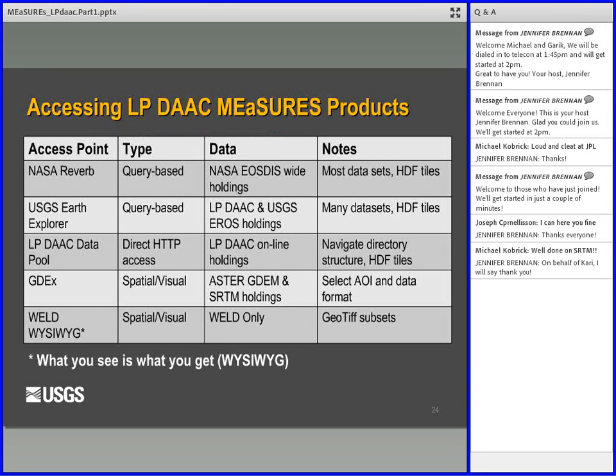There are multiple access points available to acquire MEaSUREs data products, including NASA Reverb, USGS Earth Explorer, LP DAAC Data Pool, GDAC, and WELD WYSIWYG. In a minute, I will give a live demonstration on how to access MEaSUREs data from NASA Reverb. After the live demo, I will briefly highlight ordering data from the other data access points.